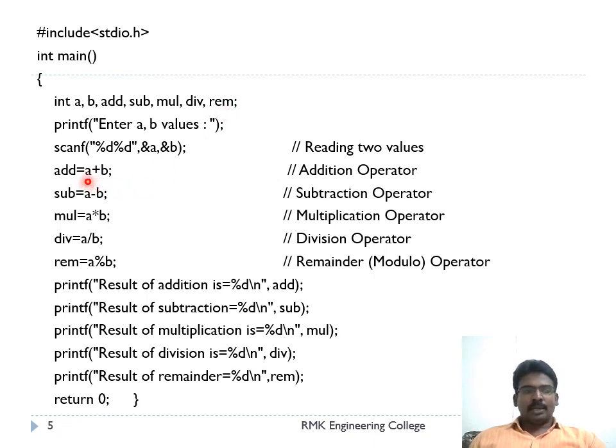Okay. So here the plus symbol adds the value of A with B, and using the assignment operator the result is assigned to add. The minus operator subtracts B from A, the star or asterisk operator multiplies A with B, the backslash divides A by B, and the modulo operator divides A by B and returns the remainder as output. The print statements print the results of all the operators that have been stored in the respective variables like add, sub, mul, div, remainder, etc.